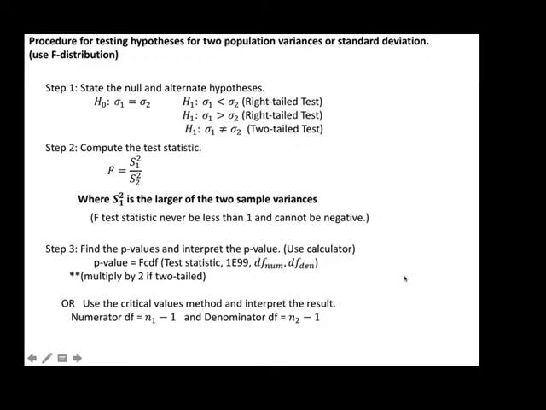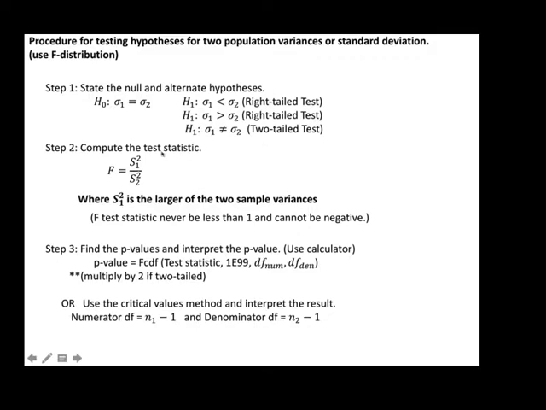Step 3, find the p-value and interpret the p-value. We will be using the calculator for this part. The p-value uses the F distribution, the cumulative area. You start with your test statistic, which you find from step 2, up to the upper value 1E99. And then the degree of freedom of the numerator. It is talking about the numerator, where you have the sample size, so the degree of freedom will be n minus 1.